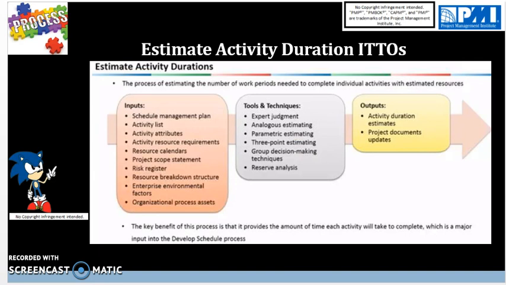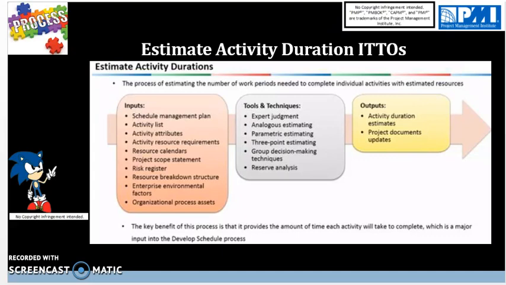Now, the ITTOs, inputs, tools, techniques, and outputs for the estimate activity duration process are shown here. The inputs are schedule management plan, which is coming from plan schedule management, activity list, which is an output of define activities. It identifies all the activities that need resources. Activity attributes is also an output of define activities, which provides primary data for use in estimating resources for each activity in the activity list.